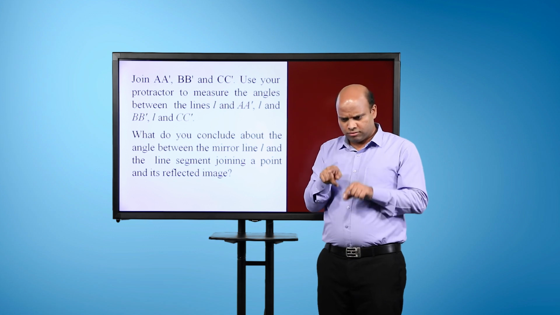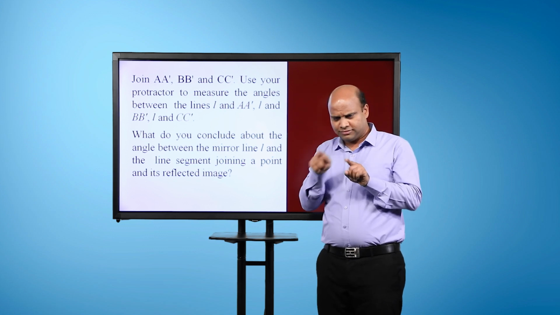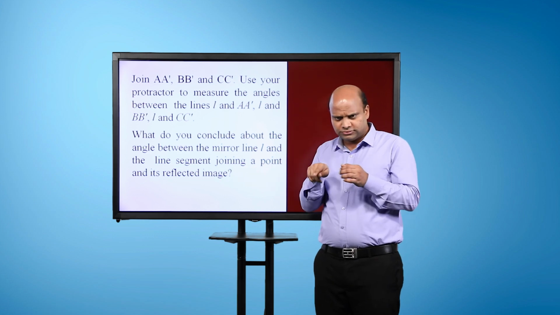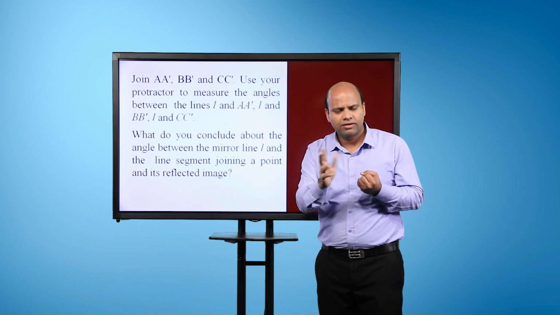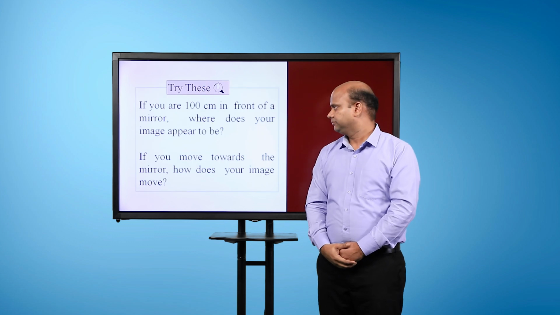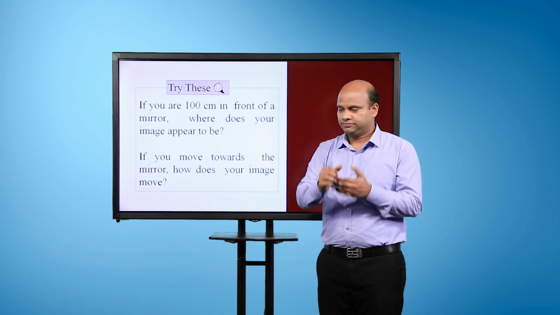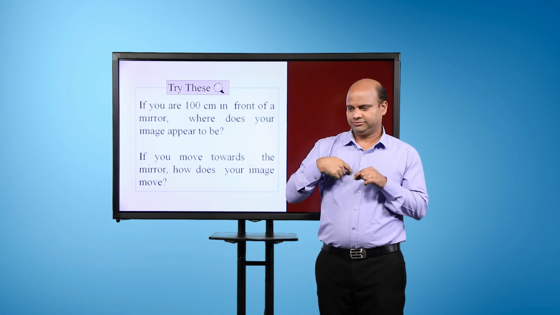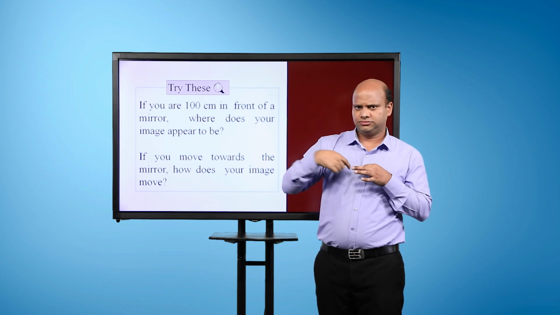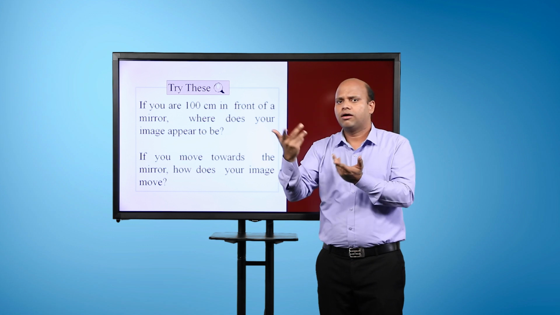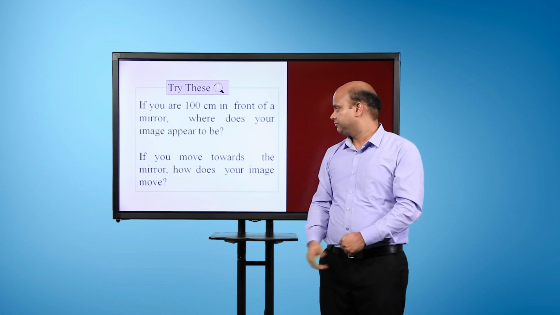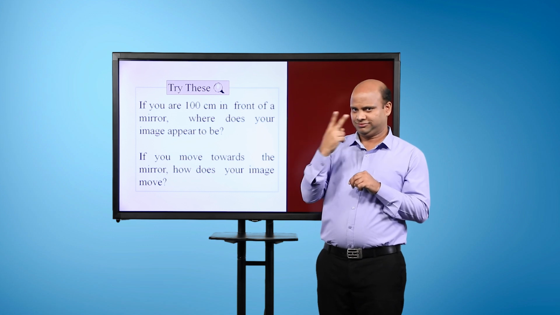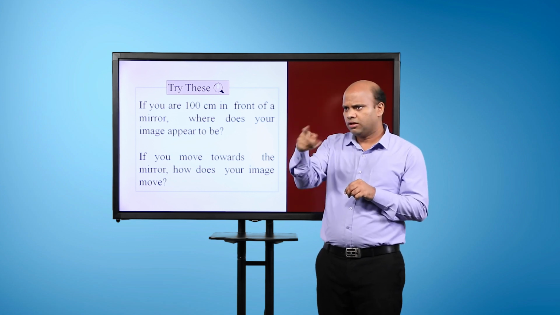What do you conclude about the angle between the mirror line L and the line segment joining a point and its reflected image? Try these. If you are 100 centimeters in front of a mirror, where does your image appear to be? If you move towards the mirror, how does your image move?